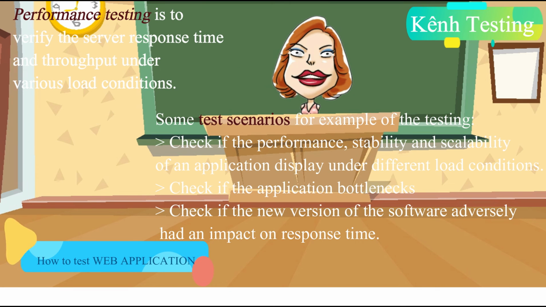Fifth, performance testing is to verify the server response time and throughput under various load conditions. For example, check the performance, stability, and scalability of an application under different load conditions. Check for application bottlenecks. Check if the new version of the software adversely impacted response time.